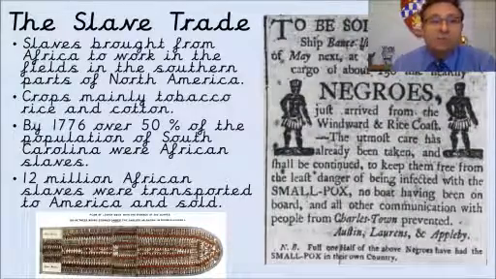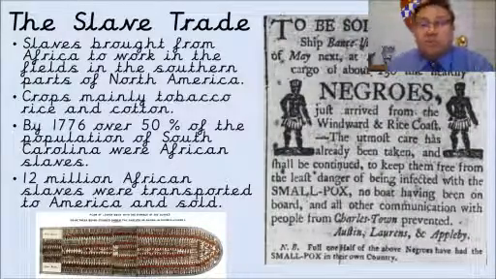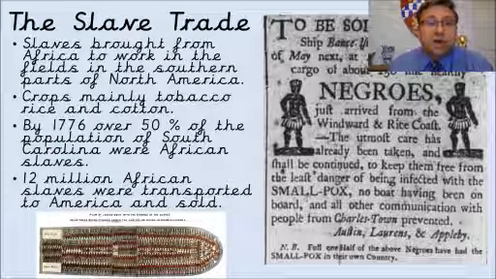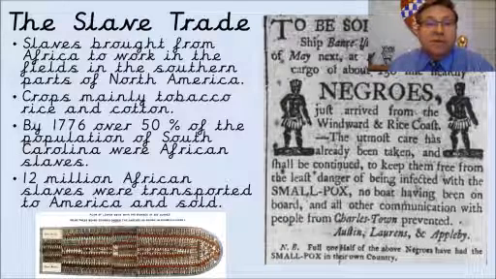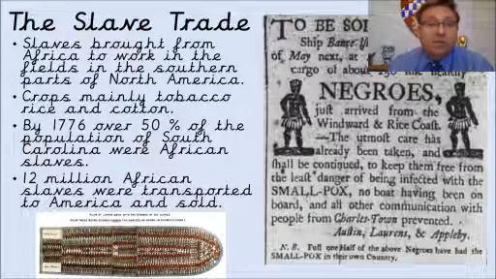The slave trade then grew up. Slaves were brought from Africa. People were thrown onto ships in North Africa and made to work in the fields of the southern states of North America, the southern parts of North America.